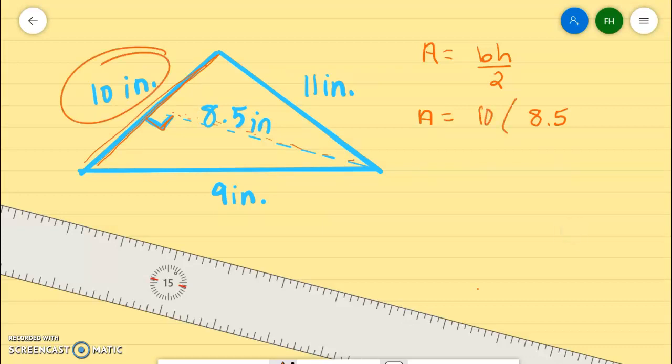So keep in mind that you may think of the base as the bottom, but it's really the side where the height and the base are perpendicular, meaning they make a right angle. So that would be 85 divided by 2, which is 42.5 square inches.